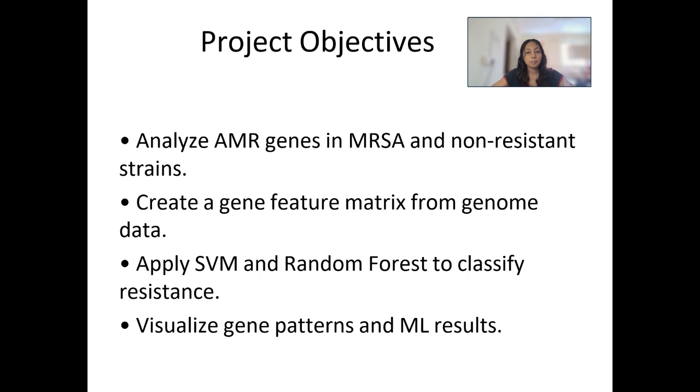Objectives. Here are the main goals of this project. First, I wanted to analyze genome sequences of two Staphylococcus aureus strains, one resistant MRSA and one non-resistant. Next, I used CARD RGI to identify resistance genes from these genomes. Then I compared the gene profiles and created a dataset showing the presence or absence of specific AMR genes. Using this dataset, I applied SVM and random forest machine learning models to classify the strains. And finally, I visualized the resistance gene data and ML results so they can be interpreted more easily.